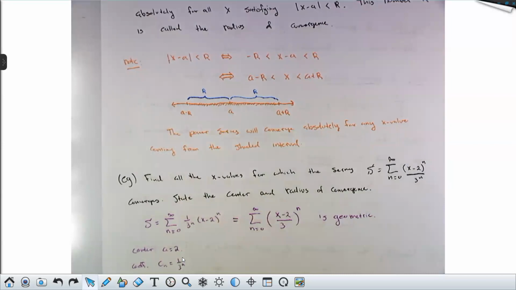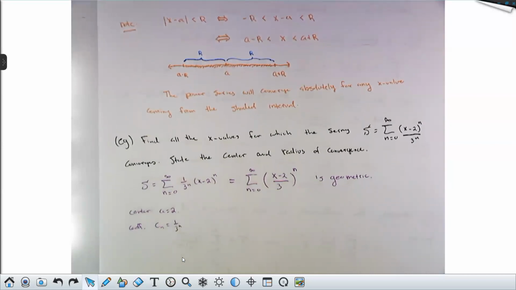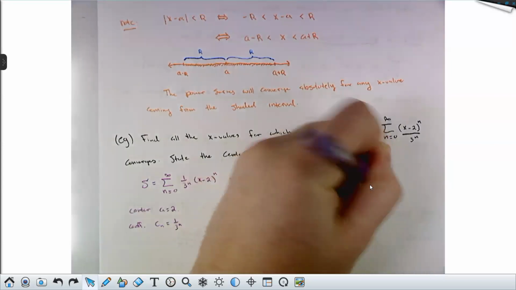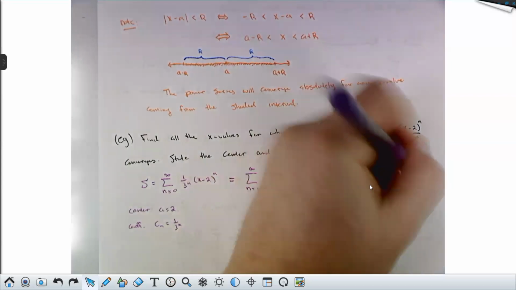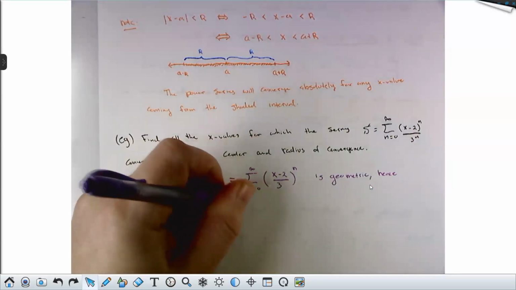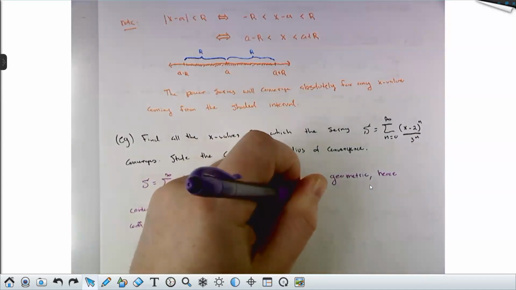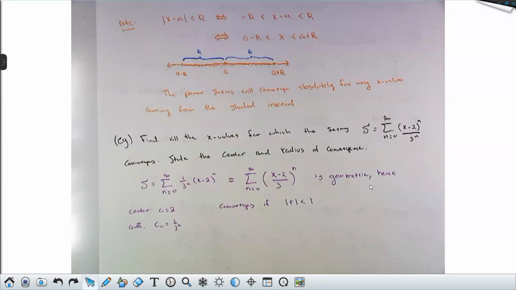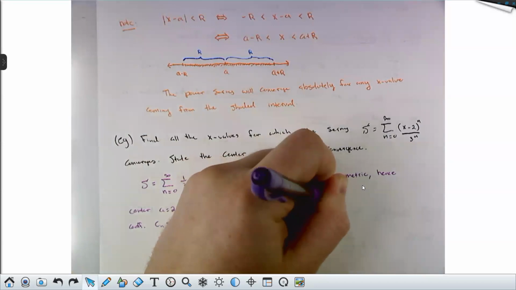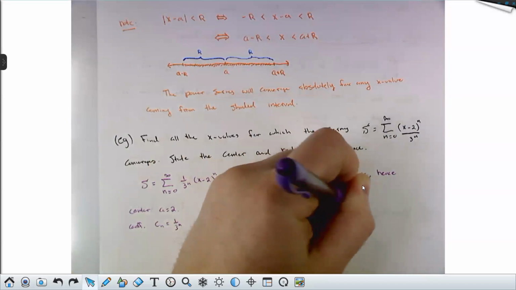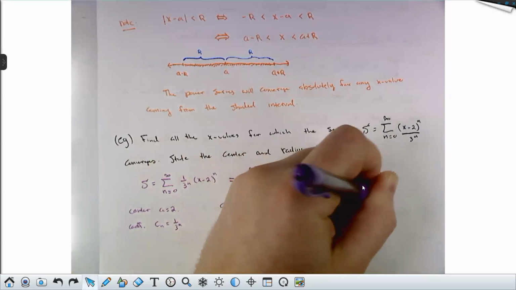So we don't need any fancy convergence tests or anything like that to figure out for what x values this converges. We just use our theorem on geometric series, which says the absolute value of little r, the common ratio, is less than 1. And here, the common ratio is x minus 2 over 3. So the absolute value of that being less than 1 is what we're looking for.